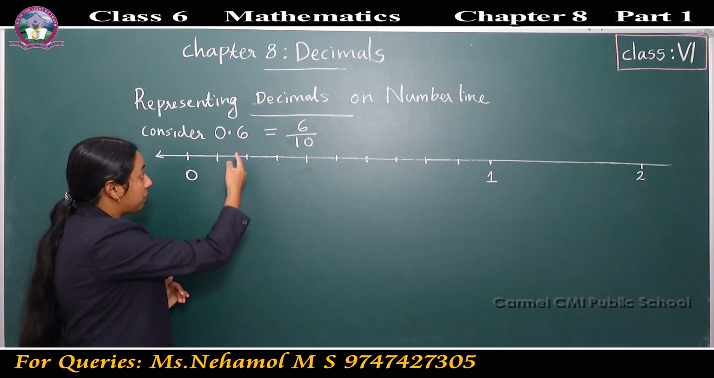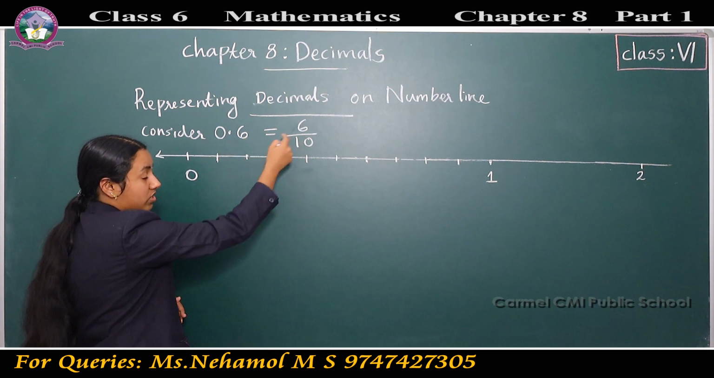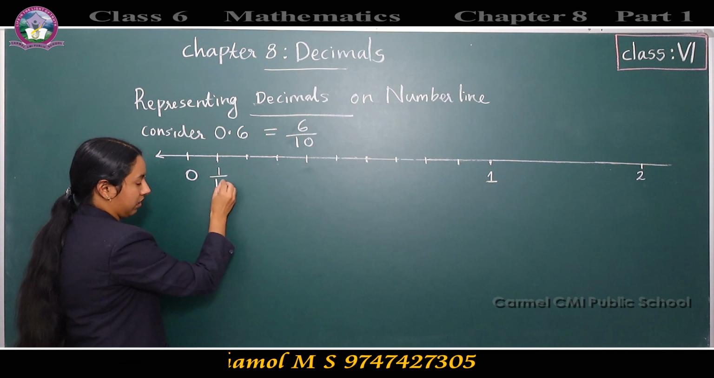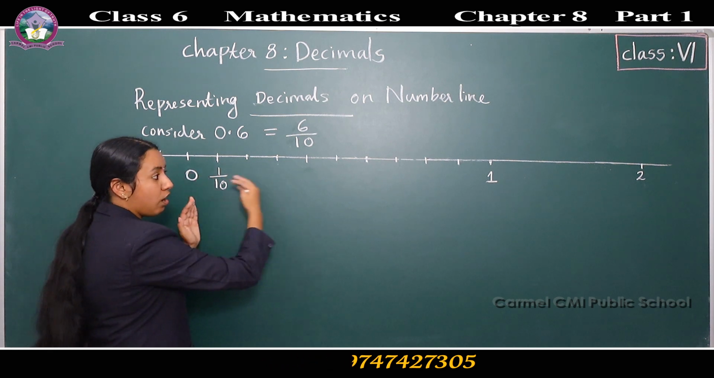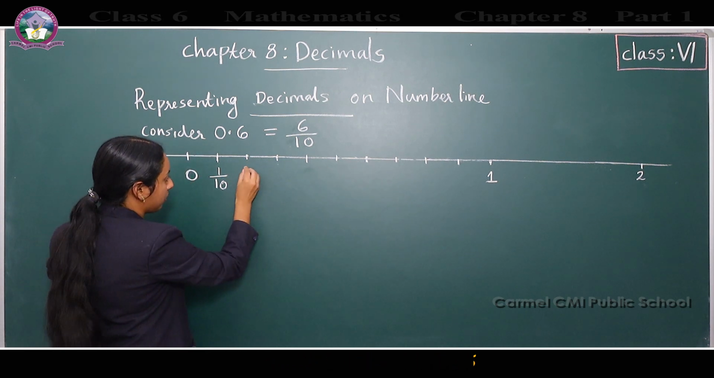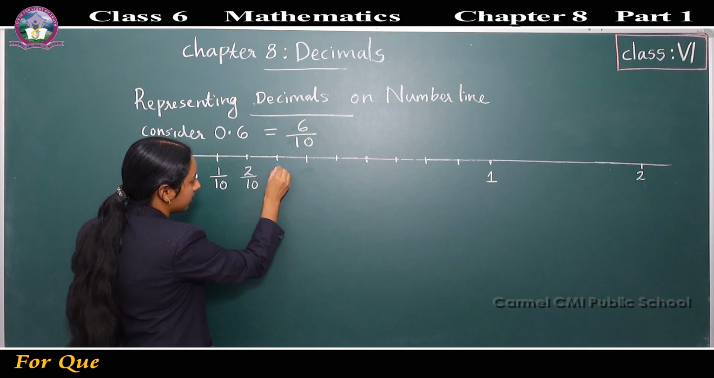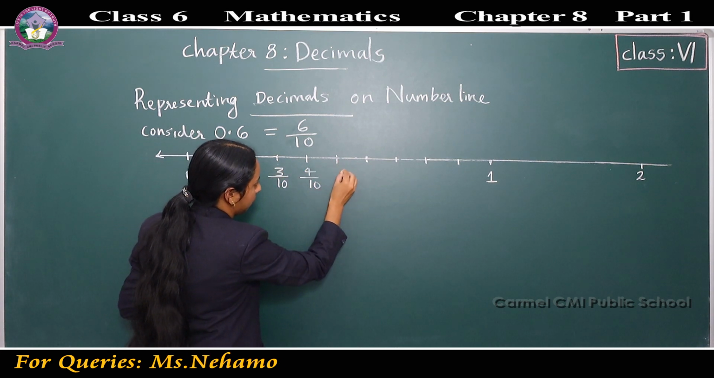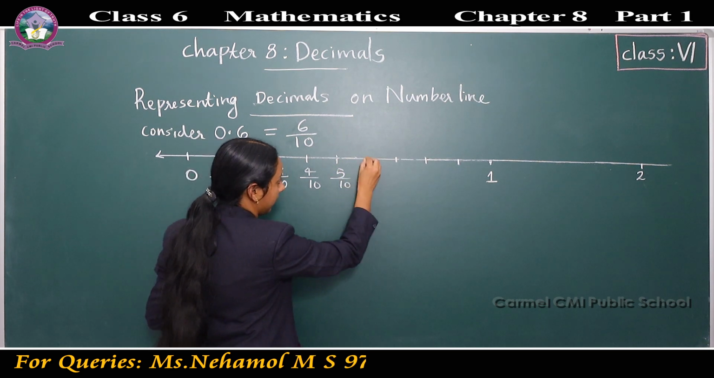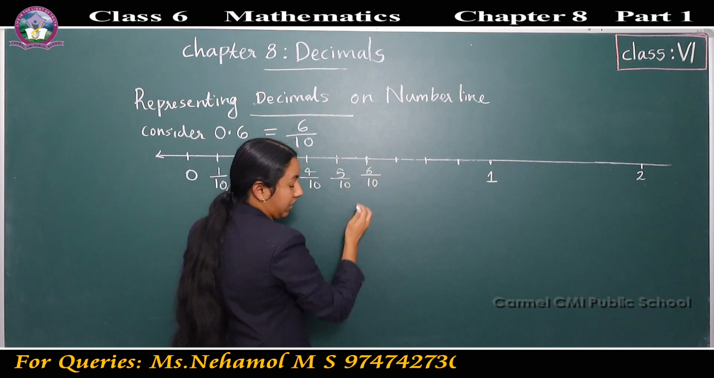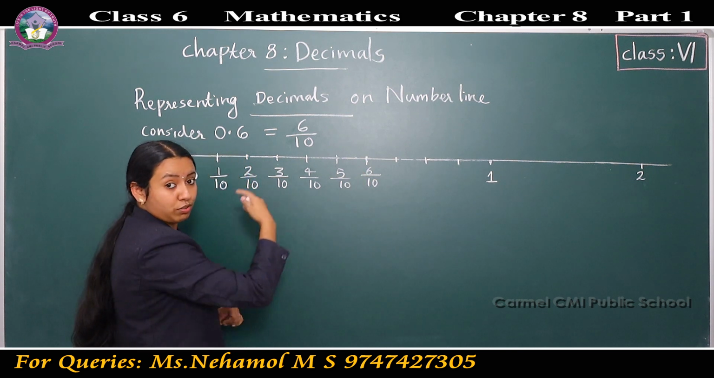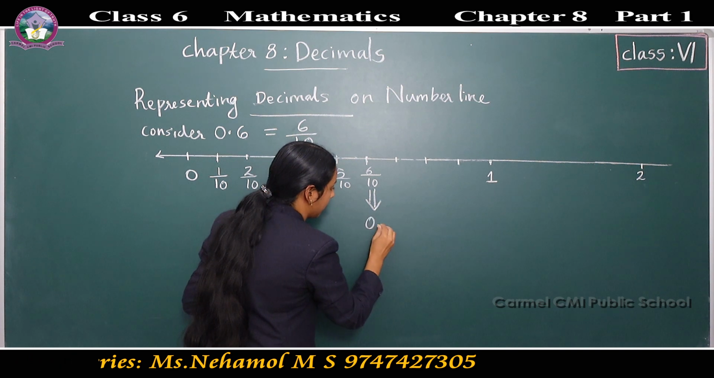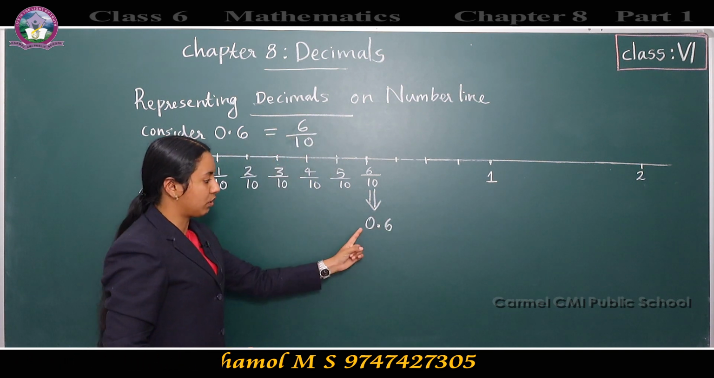And which point represents 0.6 or 6 by 10? The first point represents 1 by 10. That means 1 part out of 10 parts. Then the second one represents 2 by 10. This is 3 by 10, 4 by 10. This is 5 by 10. And this one is 6 by 10. That takes 6 parts out of 10 parts. So this is the corresponding number 0.6.